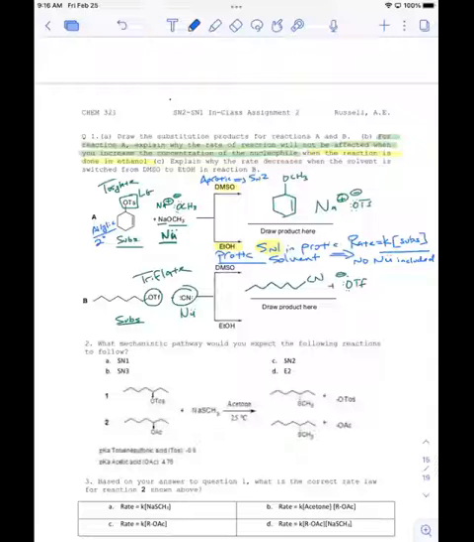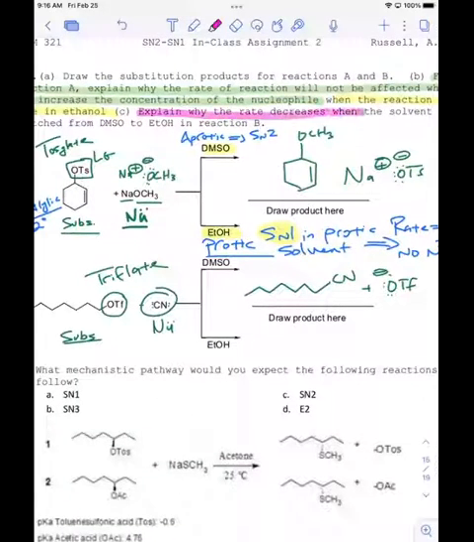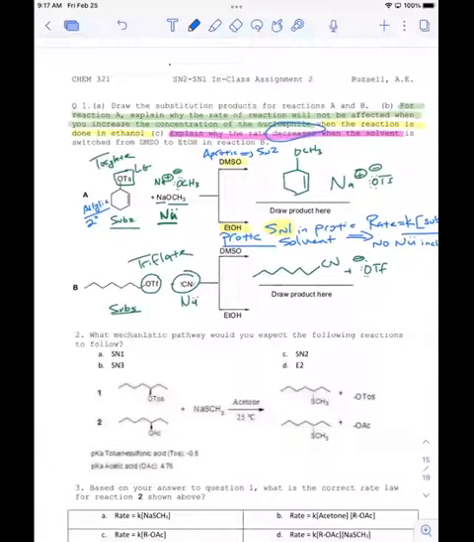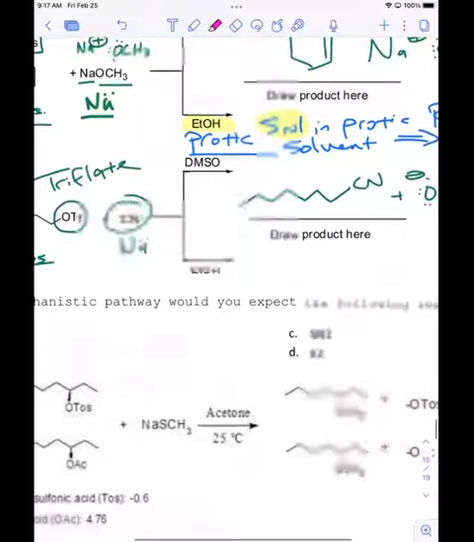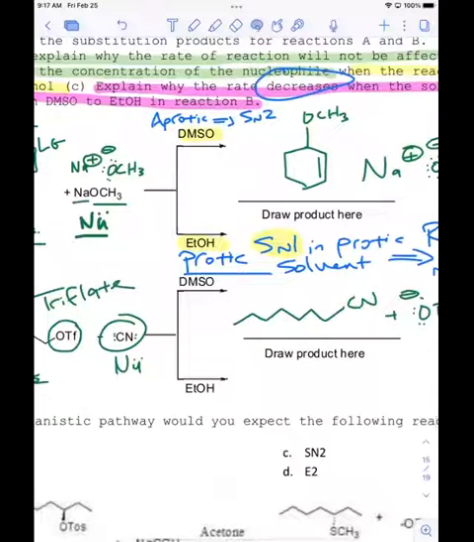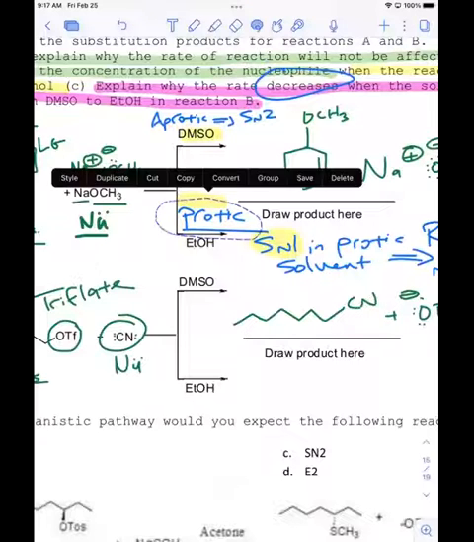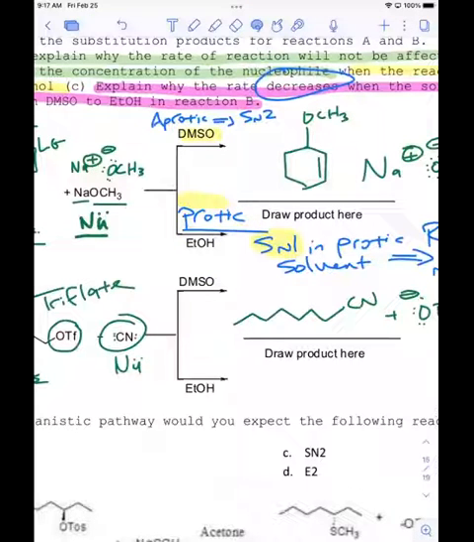All right. Let's do the next question. Question C, because we've drawn the products for A and B. Question C says, explain why the rate decreases. Note the term decreases when the solvent is switched from DMSO to ethanol in reaction B. So that's this reaction right here. Let me move this too, because I want you to think that the product that I wrote was for DMSO.